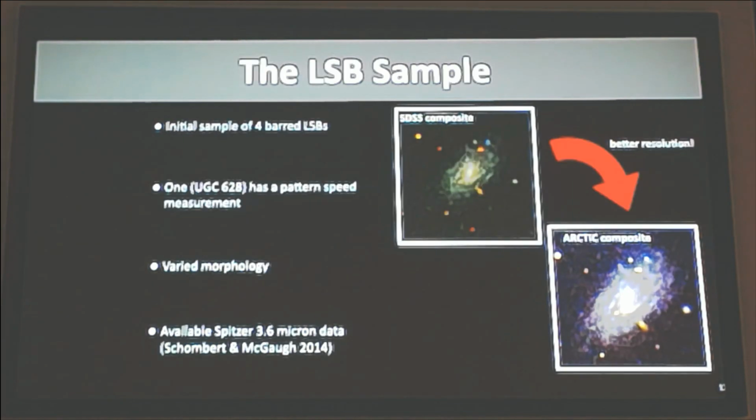Now for our LSB sample, we broke it up into 2 studies. Our first one, we focused on 4 well-studied LSBs that happened to be host to bars. One of them is this UGC 628 again. I'm showing here a comparison between the available Sloan data, the 3-color image, and our Arctic image. You should be able to see that we go much deeper and our resolution is much better than the available Sloan data. So this allows us to probe the disk structure better, but more importantly, we can characterize that bar much more easily than in that image up there.